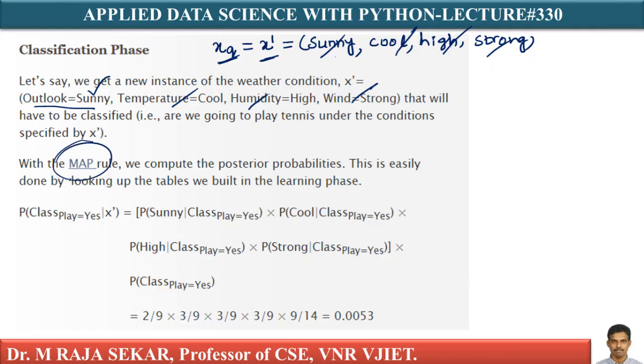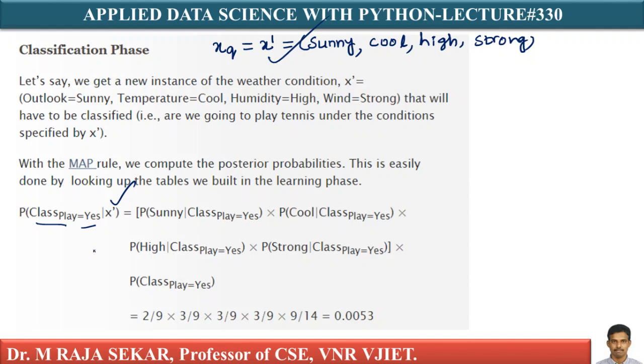I already discussed this in my previous lecture. Now what am I doing? I have to calculate two probabilities. One is the probability of class play equal to S for the given query point x dash. I must also calculate the probability of class play equal to no for the given query point xq. I must compare these two probabilities, and whichever is bigger, I must assign that class label to this x dash, or xq.